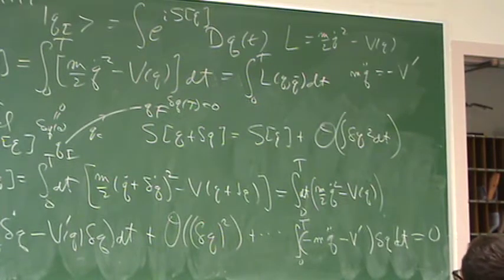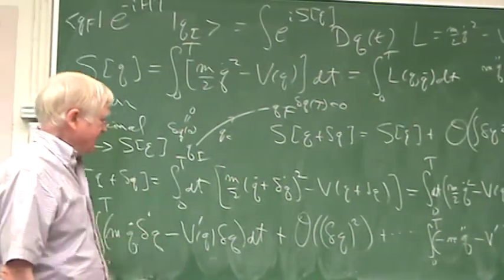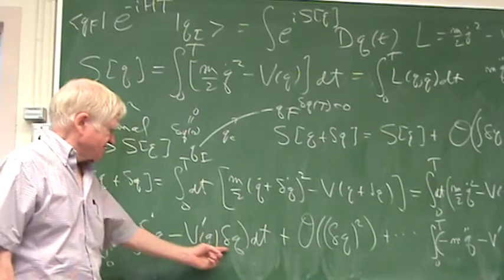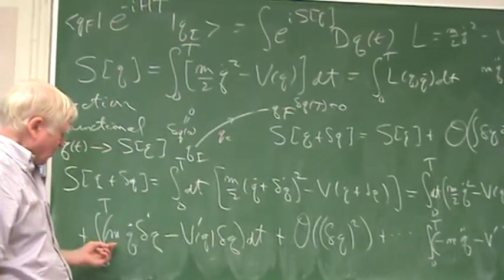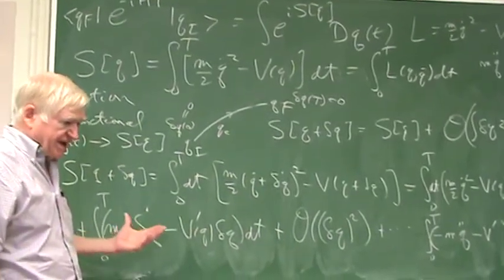Okay, so now the question is, what's the story? Well, the story is then that the classical path will dominate, and when will it dominate? Well, it will dominate as long as the action is much bigger than h bar, because then this term, when it's non-zero, will wash out the first term.